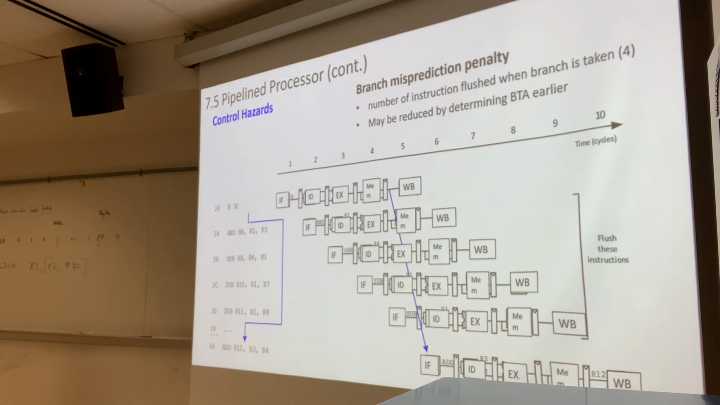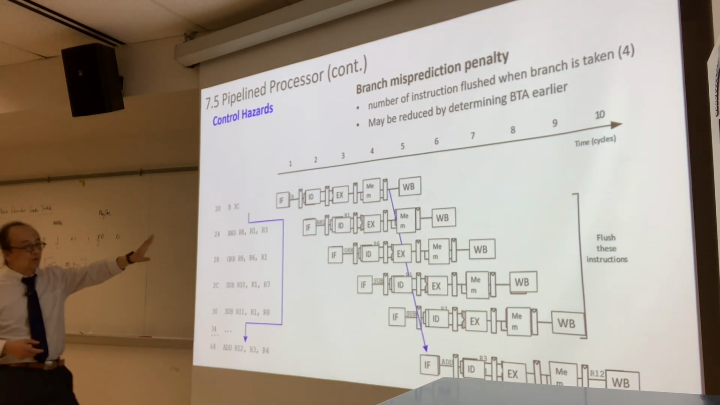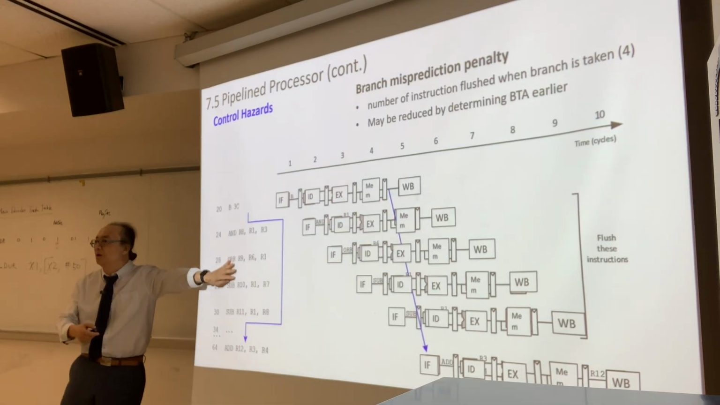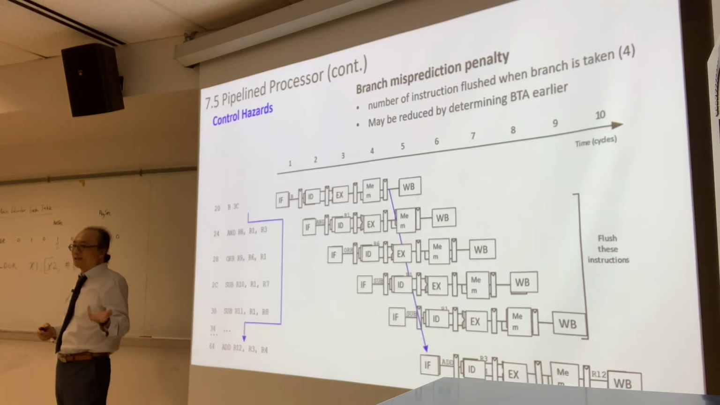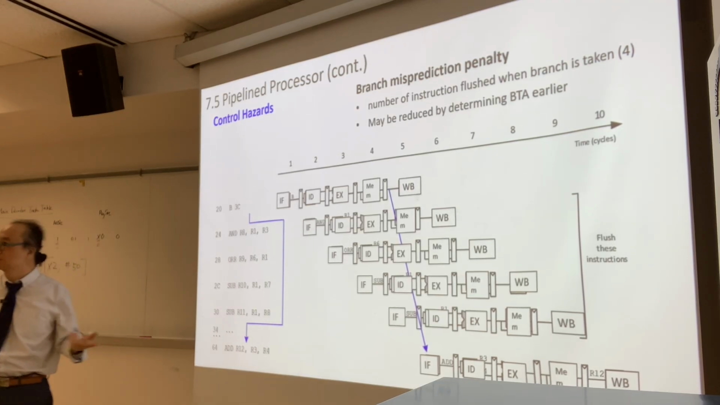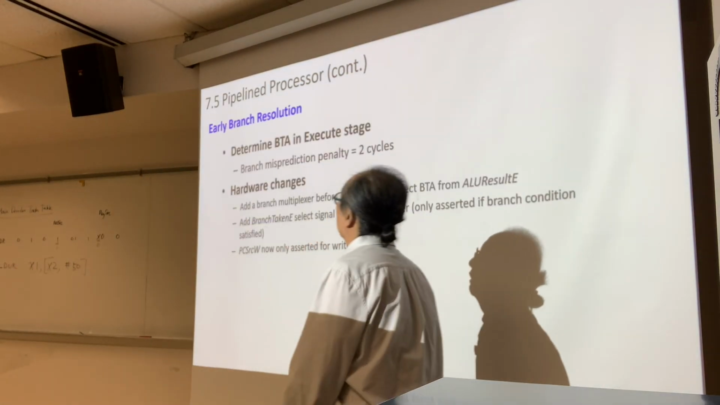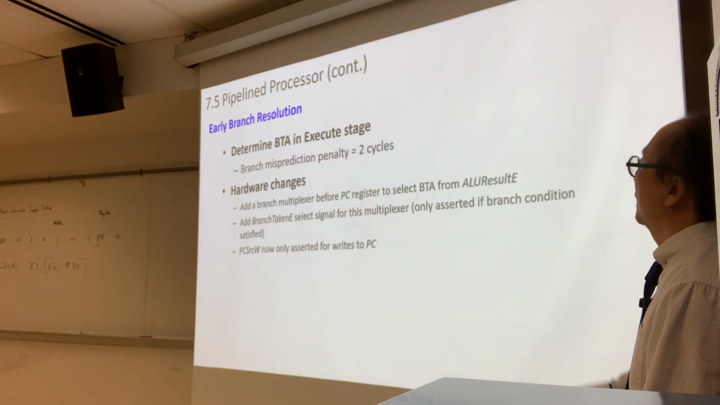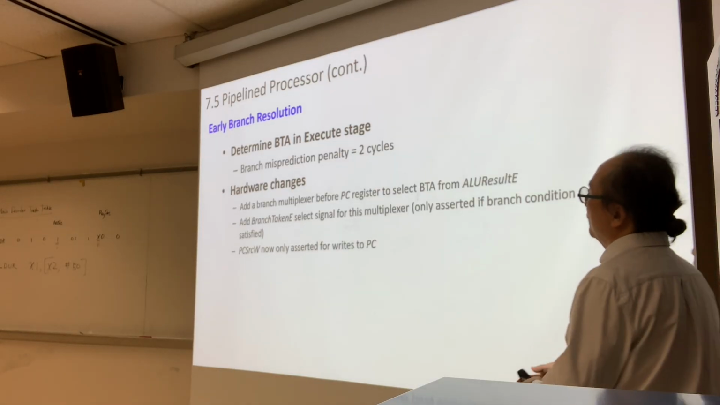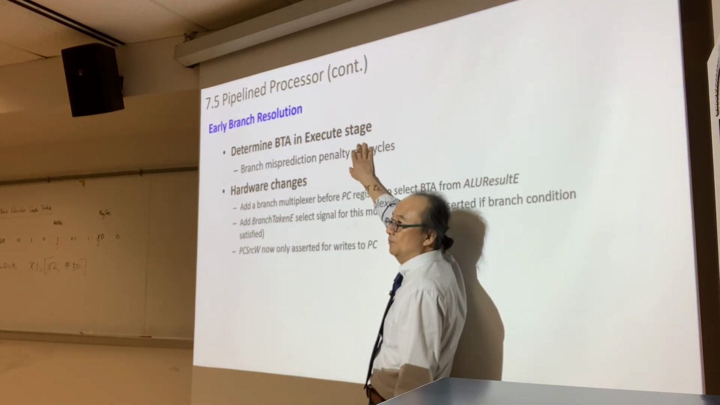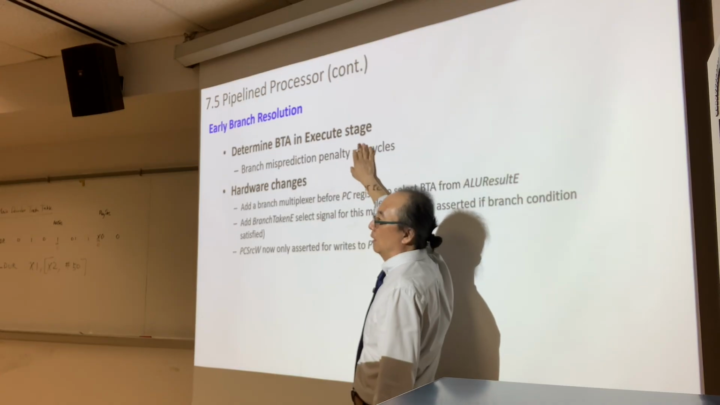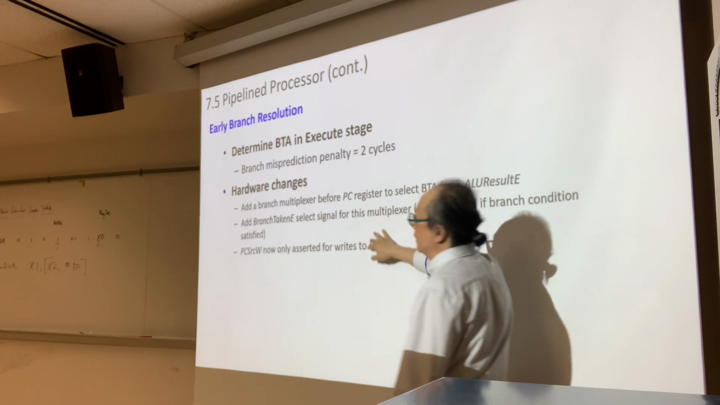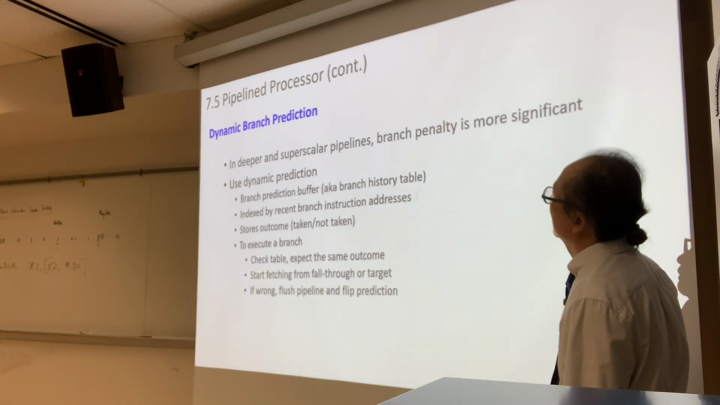In our architecture, we don't want to wait until the last stage. If we can detect the branch a little bit earlier, then we can flush out fewer instructions. That's what we're going to see in this series of instructions. So early branch detection: in our architecture, we're going to have only 2 cycles of penalty. We're going to detect this branch early enough, and then we need to change a little bit of hardware. We can talk about that later.